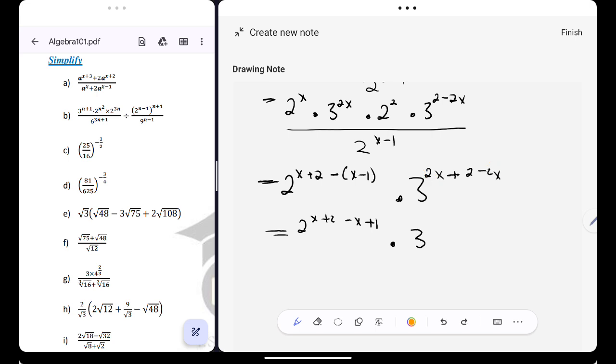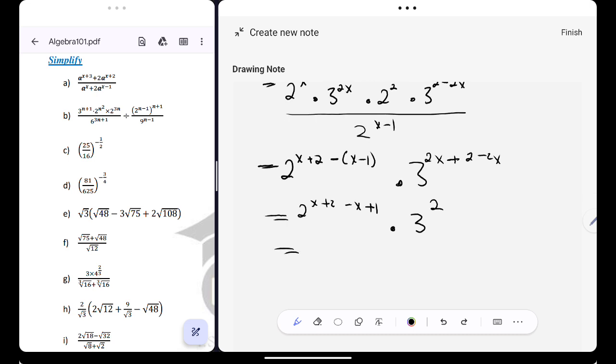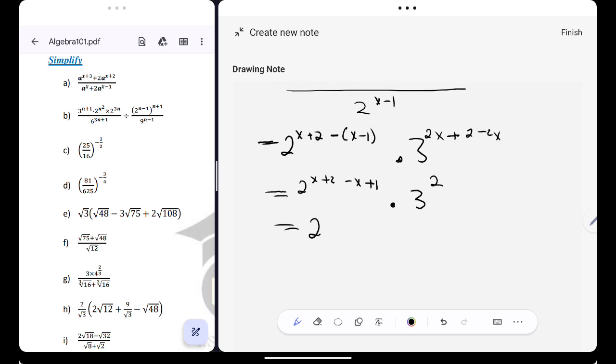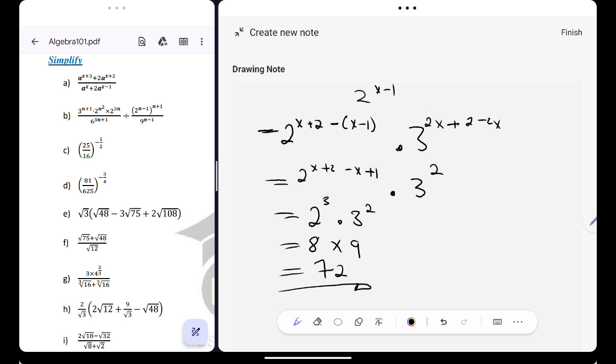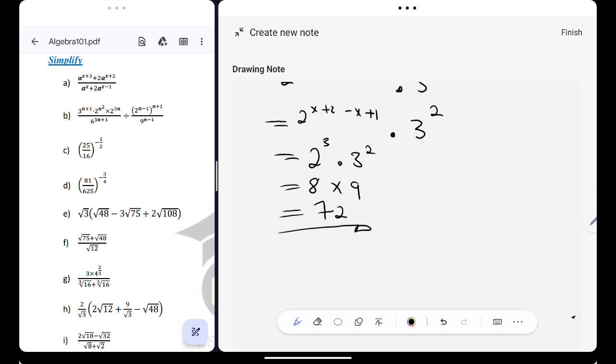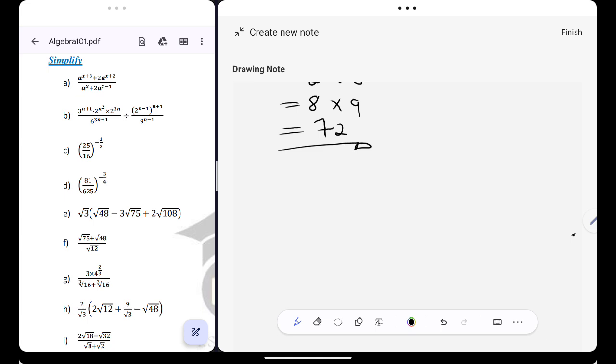Then we'll be left with 2 here, and then here the x's will subtract one another. We'll be left with 2 plus 1, which is 3. This is the same as 8 multiplied by 9. 8 multiplied by 9, I believe, is 72. So this is how we use the laws. If ever we don't have plus and minuses separating our terms, this is how we simplify. Are you together?